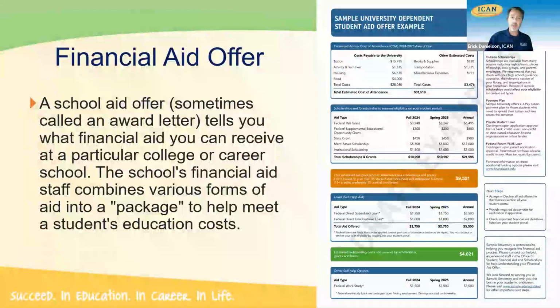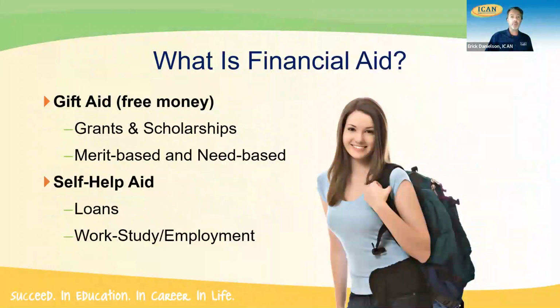Eventually, then, you are going to get this financial aid offer. In the past, it's been called an award letter. We're now using the term financial aid offer. And that's going to tell you what you've received at a particular college, what kind of financial aid that might be, the grants, loans, work study, whatever that is, in the form of a package to help try to meet a student's educational cost. And so that's really what I want to give you a sample of and go over with you right now.